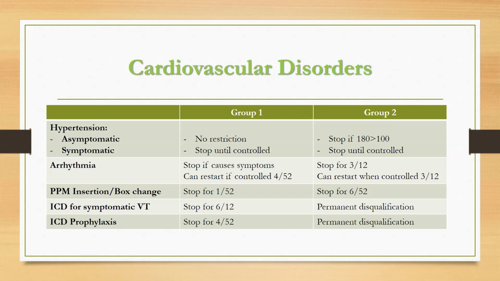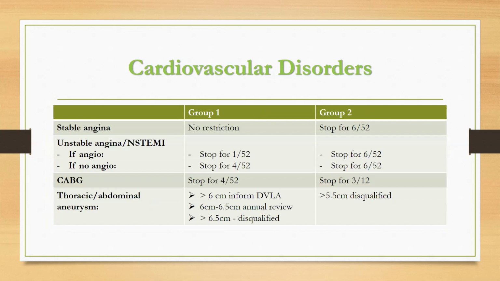If the patient has an intracardiac device for symptomatic VT, he should stop driving for 6 months for group 1, and for group 2, he will have permanent disqualification. He will not be eligible to have a driving license. For intracardiac device prophylaxis, group 1 should stop driving for 4 weeks, and group 2 will have permanent disqualification. Regarding stable angina, there is no restriction for group 1, and group 2 should stop driving for 6 weeks.